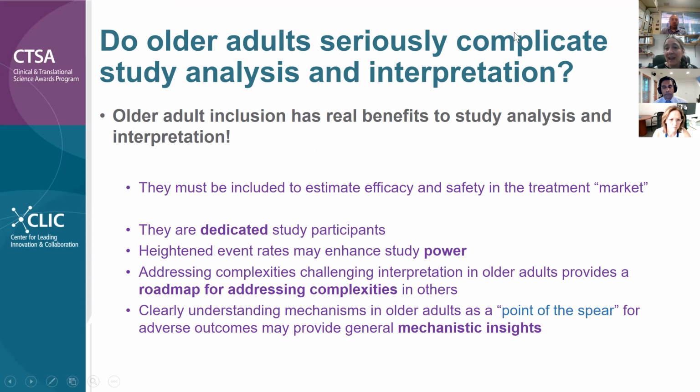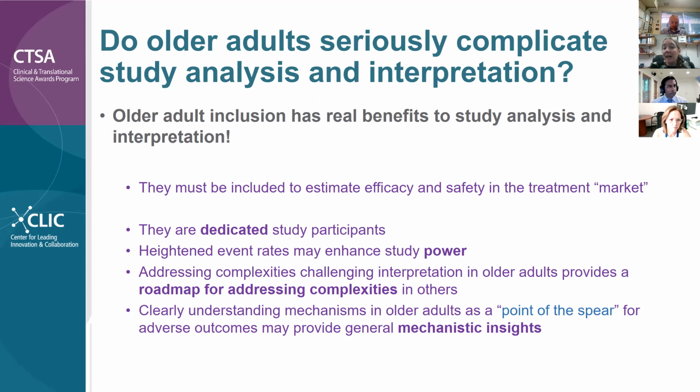The first one is at the very top: there's an imperative that older adults must be included if studies are to validly estimate the efficacy and safety of treatments in the market where those treatments will predominate. There's just not a question. And so from this point of view, it really has to be done. But above and beyond that, older adults turn out to be dedicated study participants. This common wisdom that somehow they are less robust study participants has a lot of flaws to it.